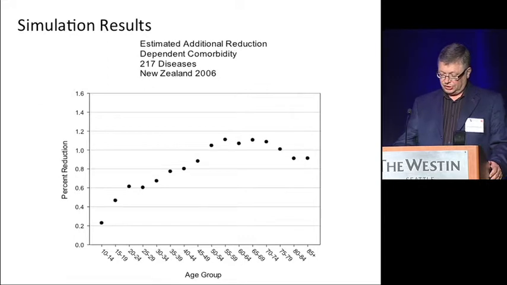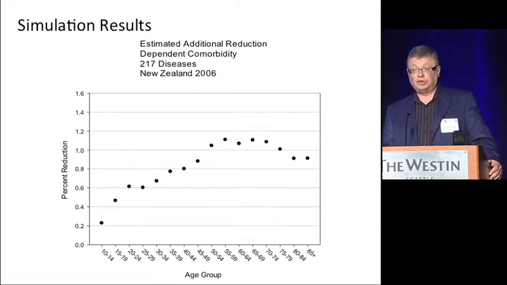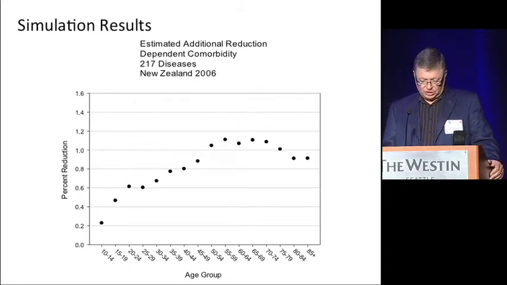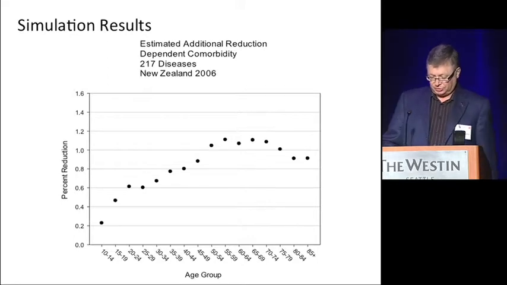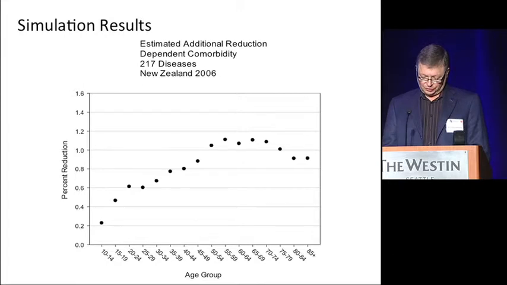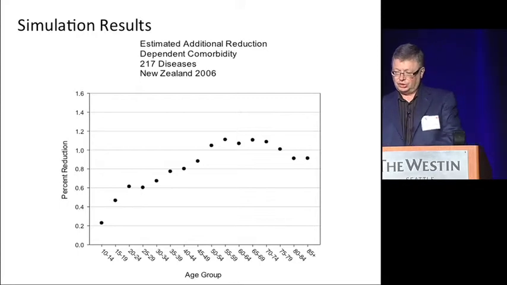Then we calculated the reduction in YLDs using the procedure we had previously outlined, with now, of course, some correlated diseases. The further reduction in YLDs beyond the reduction from the independent comorbidity was small and ranged from 0.2% to slightly over 1%, and increasing slightly with age.